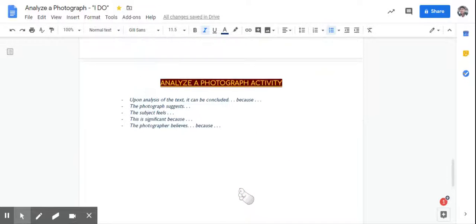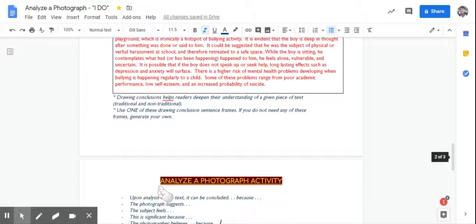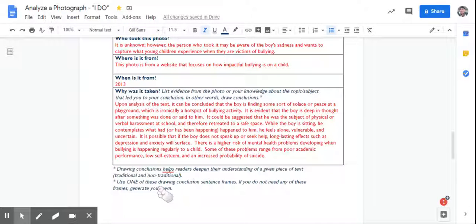Okay. Now you'll notice with mine, I weave in more than one of these. All right, and you'll see how I did that in a moment. Okay. So this is all in complete sentences, and let me read it for you. So it says, upon analysis of the text, it can be concluded that the boy is finding some sort of solace or peace at a playground, which is ironically a hotspot of bullying activity.